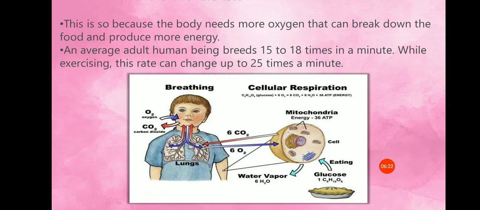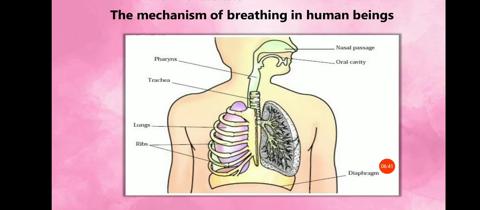See here in the picture how inhalation and exhalation already takes place in the body, how we take in oxygen and how we remove carbon dioxide. It's shown in the picture, right? The mechanism of breathing in human beings. Lungs are the main organs of respiration, right?